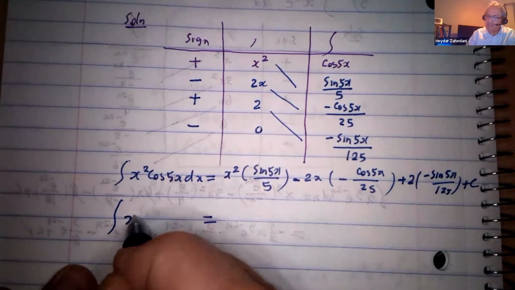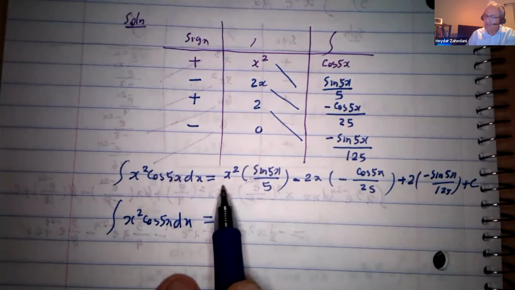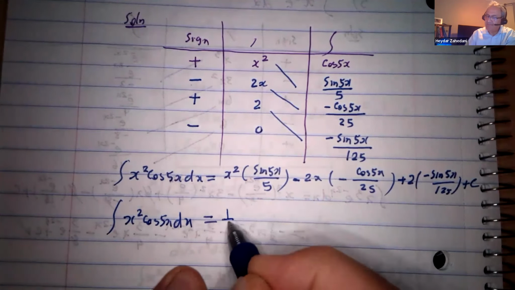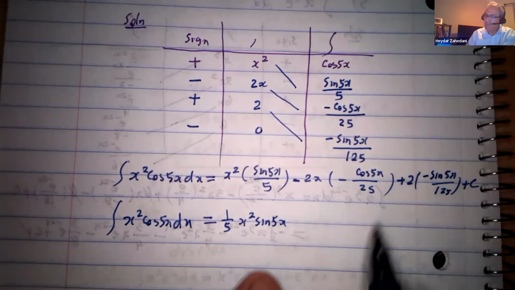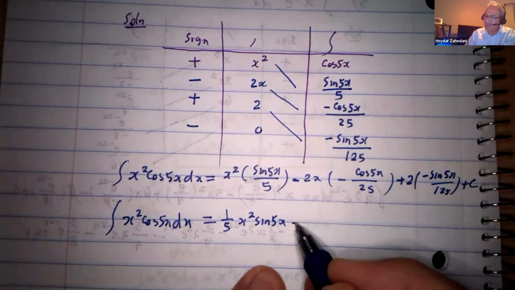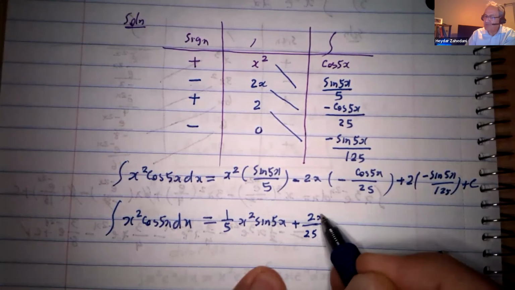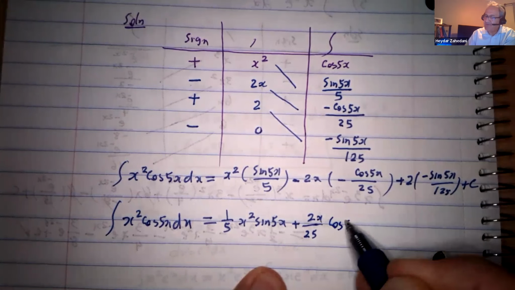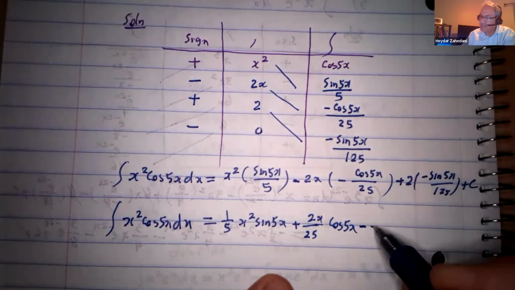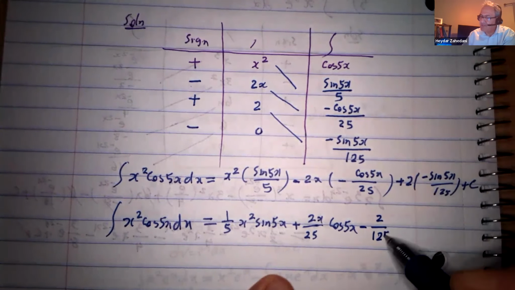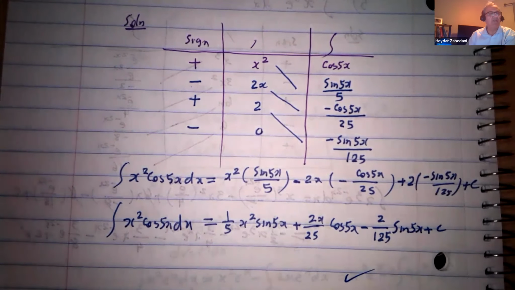So this is x squared cosine of the 5x dx. Now this would be what? It's going to be a fifth x squared sine of the 5x. This would be negative, positive, plus 2 over 25, or 2x if you like, 2x over 25 cosine of the 5x. And over here, it's a negative, minus 2 over 125, the sine of the 5x, plus the constant c. Do that.